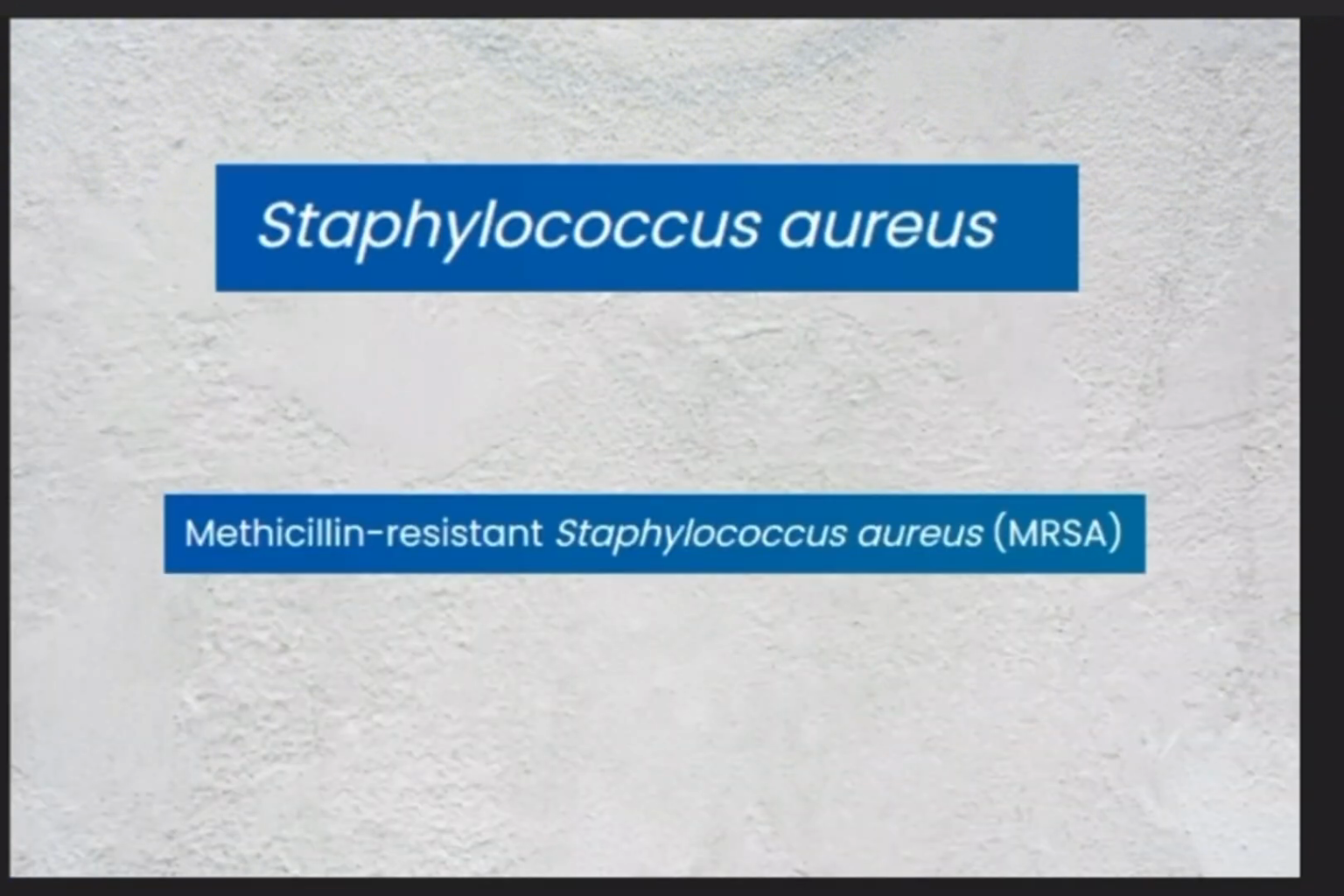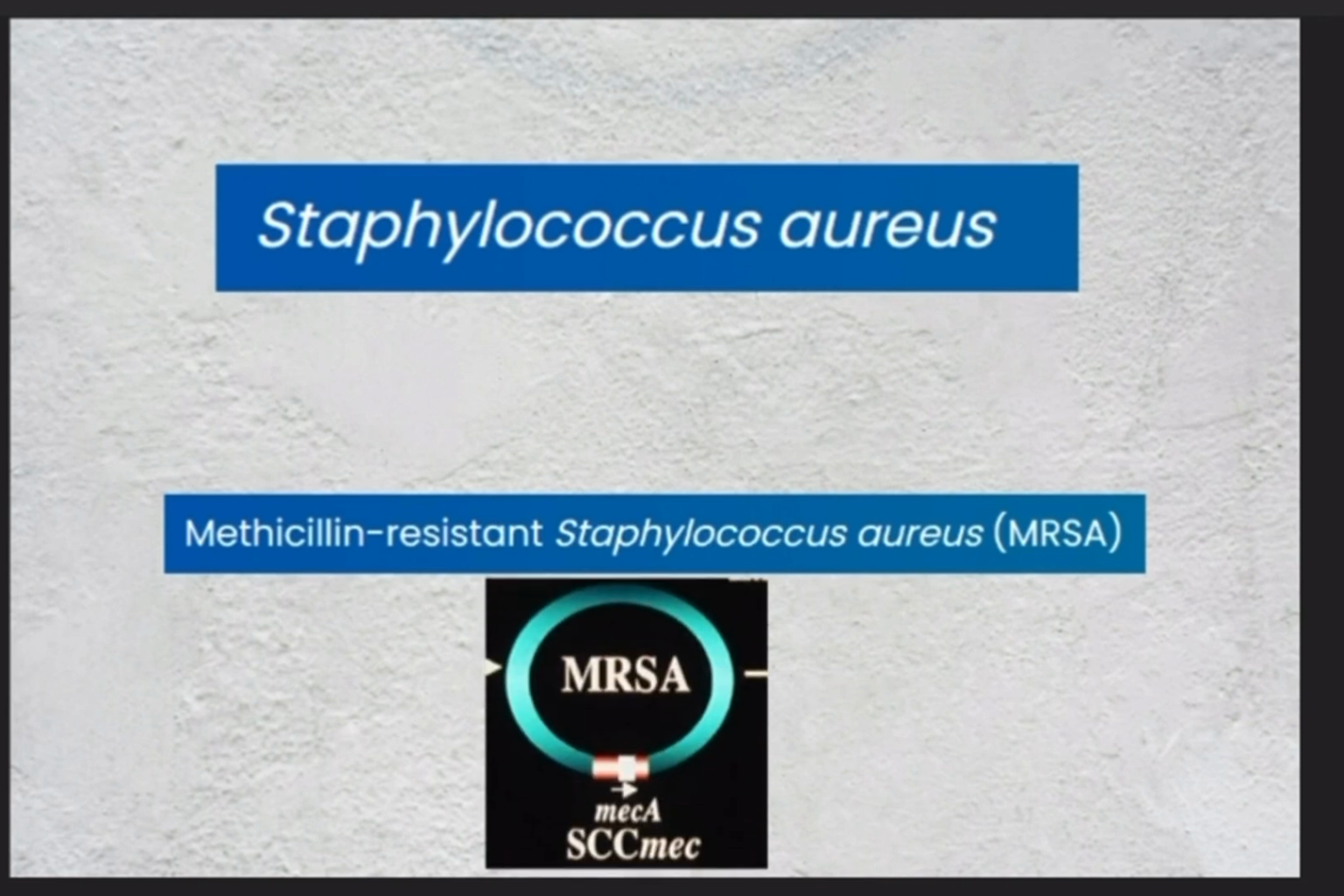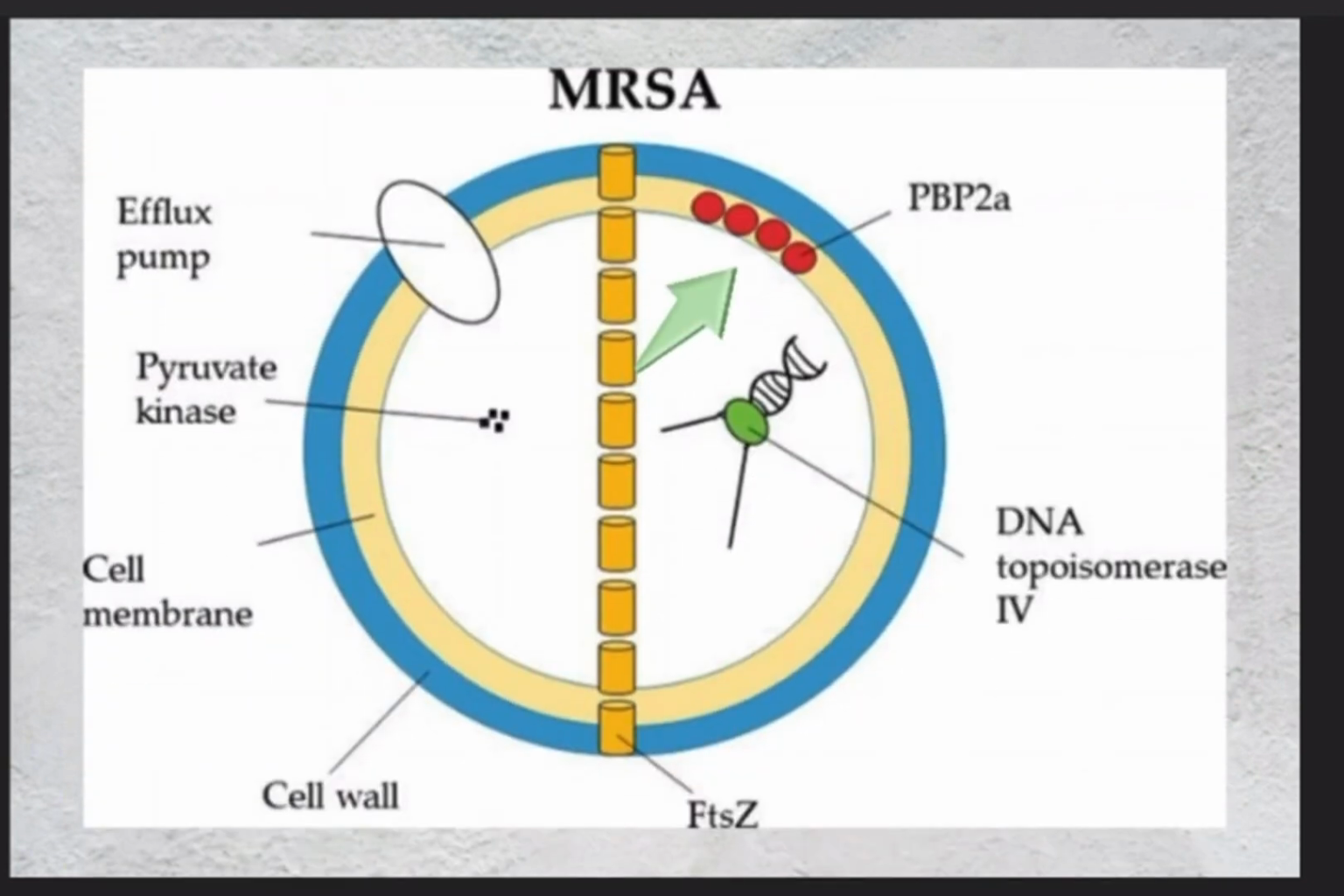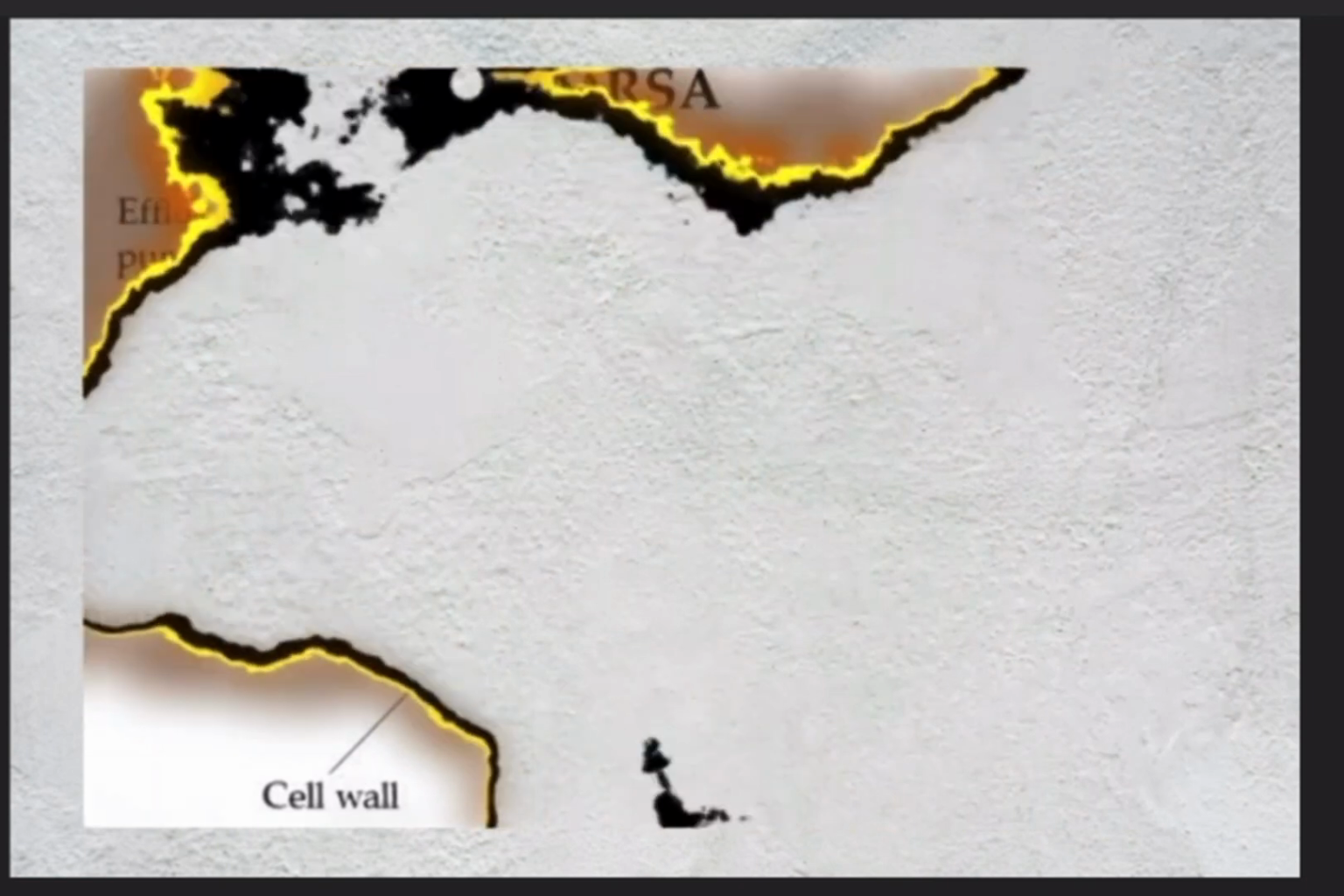The genomes of S. aureus and MRSA are similar, but MRSA has acquired the SCCmec element, which contains the mecA gene. This gene encodes PBP2a, a modified penicillin-binding protein with low affinity for methicillin and other beta-lactam antibiotics. This allows MRSA to continue synthesizing its cell wall even in the presence of antibiotics.